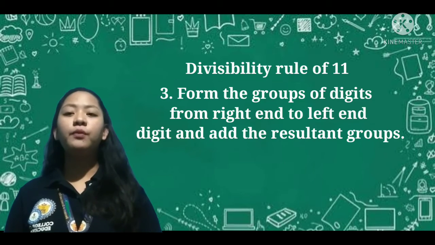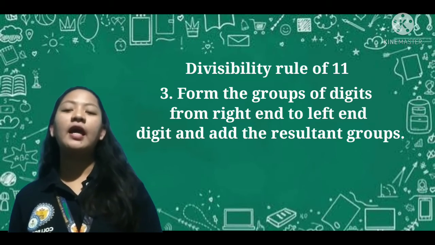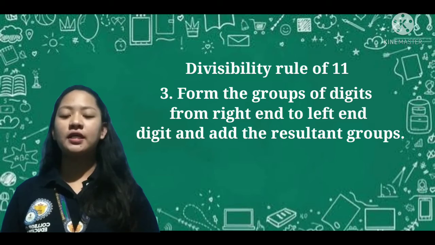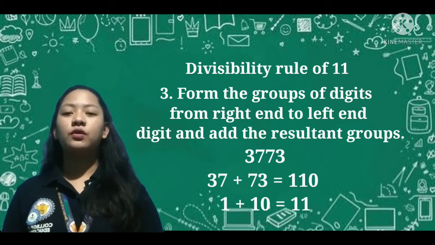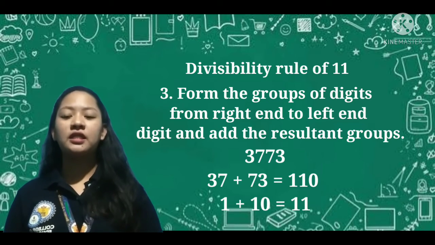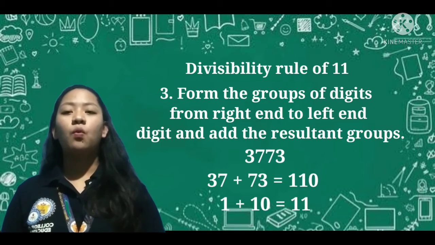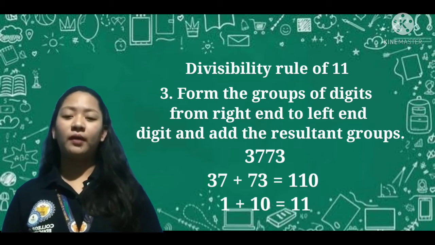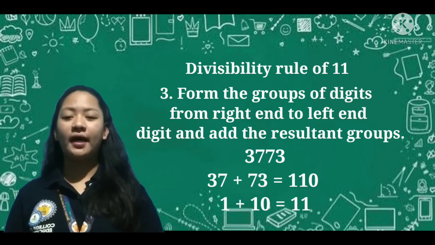Number 3. Form a group of digits from the right end and a group from the left end, and add the resultant groups. If the sum is a multiple of 11, then the number is divisible by 11. Example, 3,773. So the right end group is 37 and the left end group is 73. 37 plus 73 is 110. Then 1 plus 10 equals 11. Since 11 is divisible by 11, obviously, 3,773 is divisible by 11.